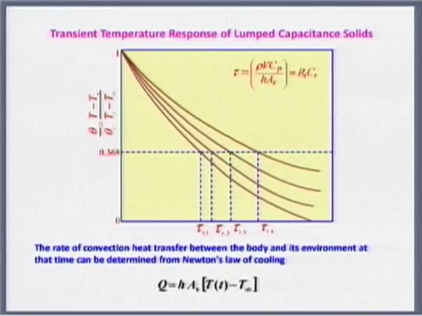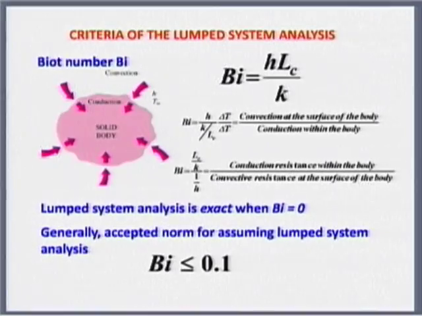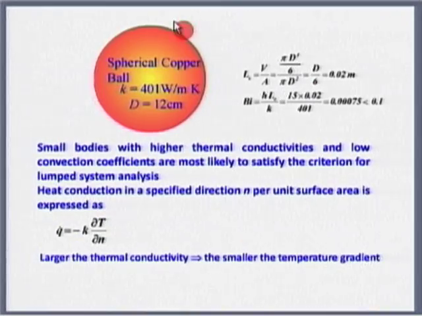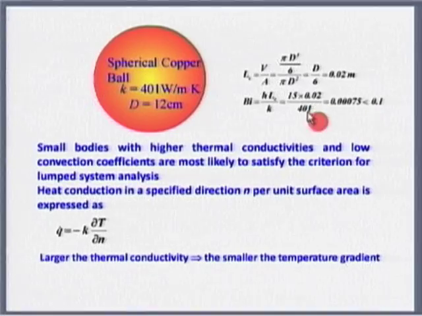Let us check it out. How can I check? I can check through Biot number. If I put the copper ball exposed to atmosphere, h is 15 and let us take a diameter of the copper ball as 12 centimeters, quite a huge one. Volume is pi d cube by 6 of a sphere and area is pi d squared. So, that turns out to be d by 6. That is 12 by 6 turns out to be 0.02 meters.